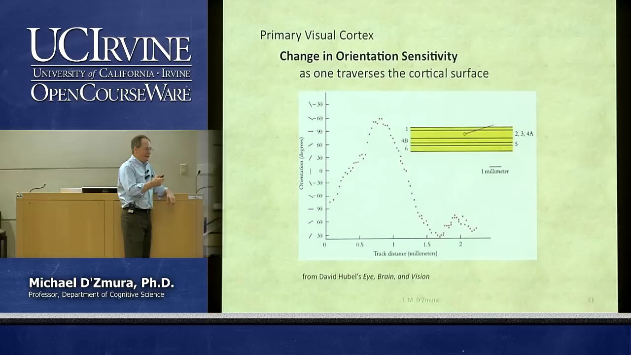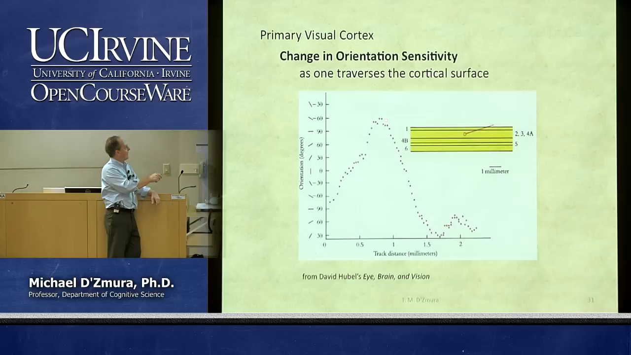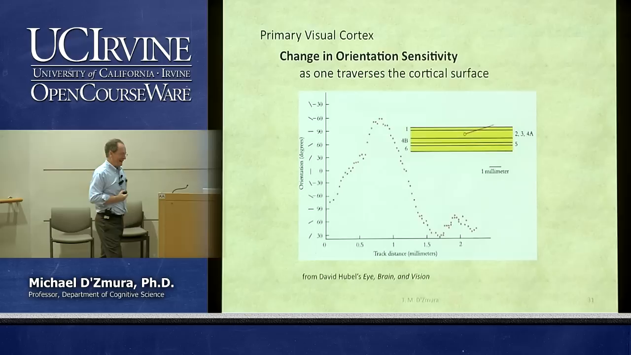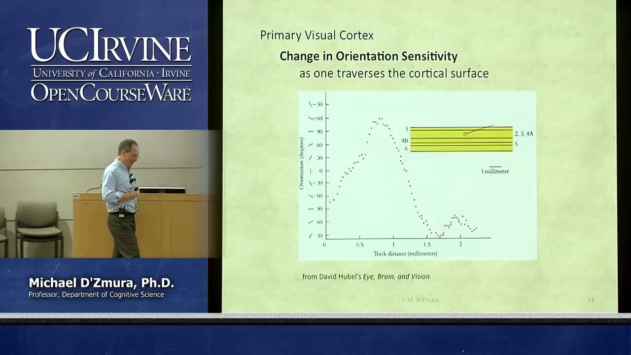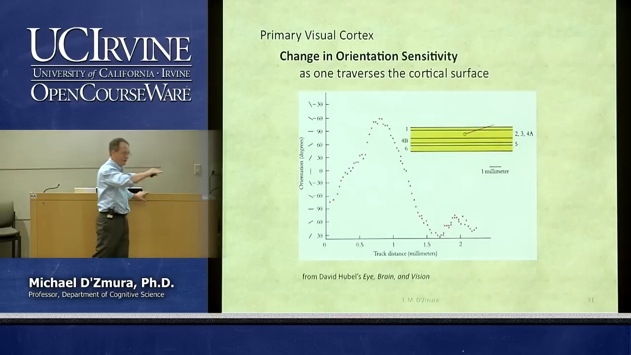What we do is plot orientation selectivity as a function of track position, and we get a nice smooth change. And that's what happens. Effectively, neighboring orientations are represented by neighboring neurons. And we have this very regular change in orientation sensitivity as we move across cortex.